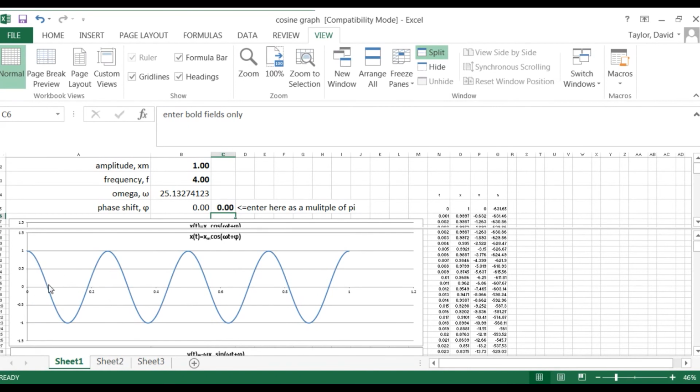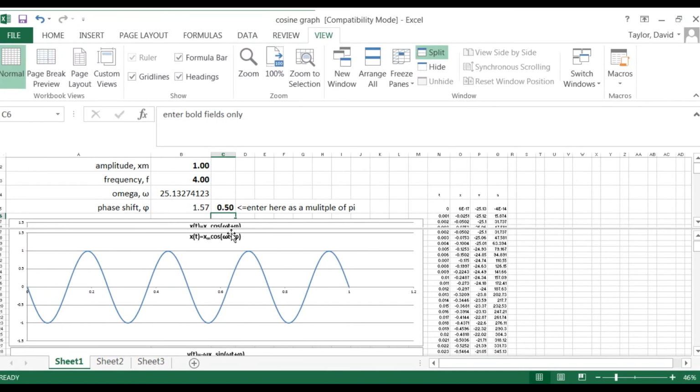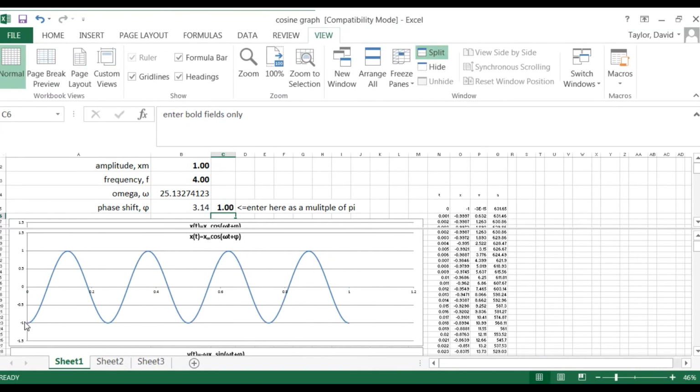Okay? So I moved my starting point to right here, a phase shift of 1/4 of a cycle. So if a cycle is 2 pi radians, 1/4 of a cycle is pi over 2. And so that's what I did here, 1/2 of pi, 0.5, and it's shifted to that spot. Okay? If I did half a cycle, right? Half of 2 pi is 1 pi. And so you can see now my starting point shifted to right there.